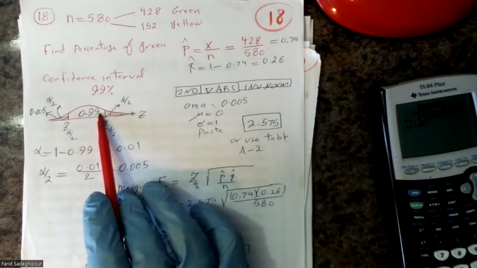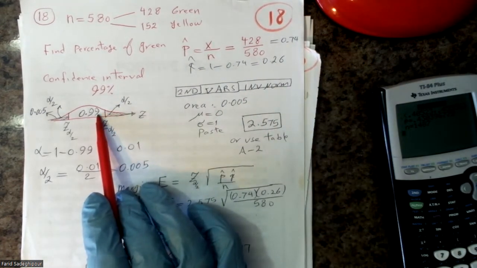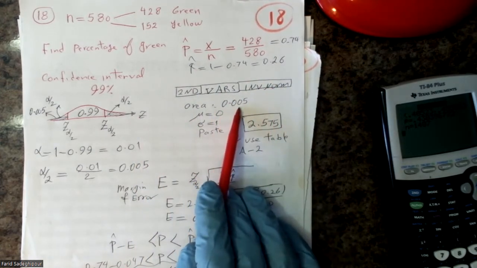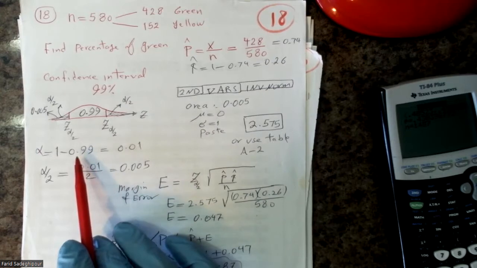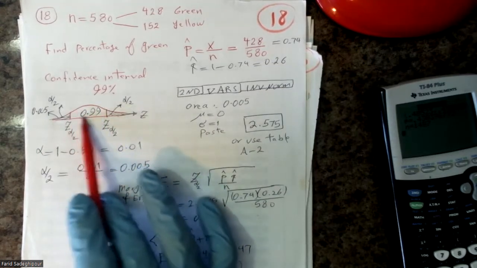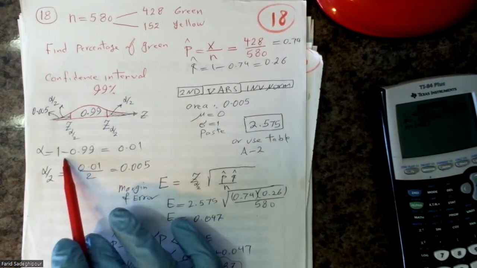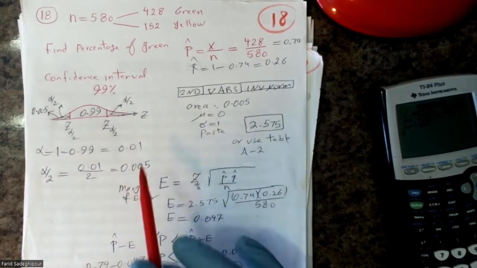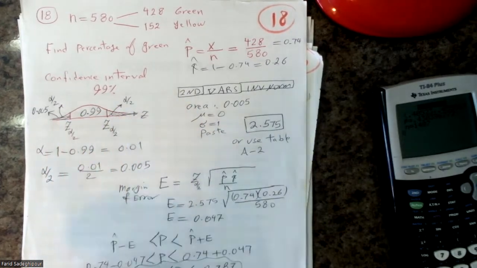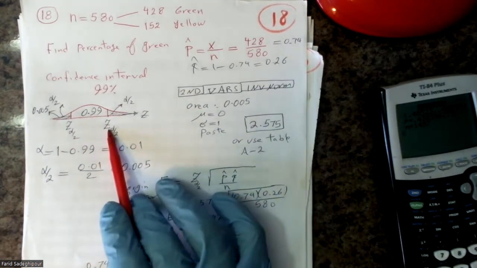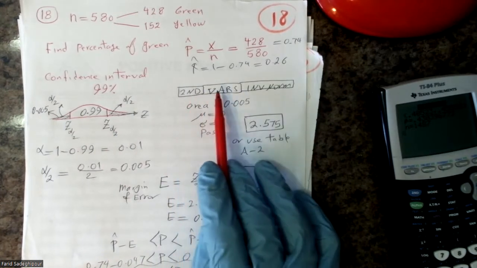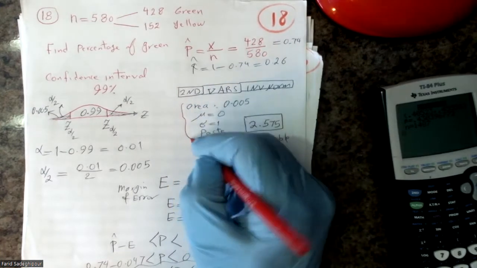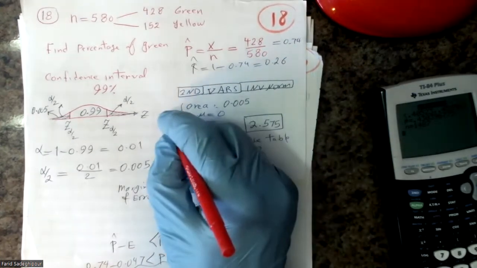Now, it's 99%. For the 99%, again, you could use 2nd Vars, invNorm. The area is 0.005. Why? Because if you take 0.99, the confidence level here, and subtract from 1, that gives you 0.01. Remember, 0.01 is the alpha. We need half of that. So half of that would be the area of each tail. Then if you want to find z, you go to 2nd Vars, invNorm, and find z this way.